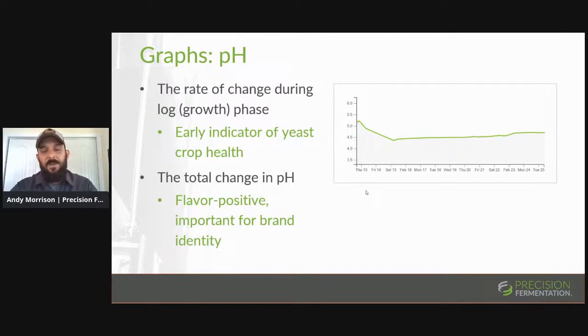This is also a good indicator of yeast health, just based on how quickly you're acidifying, and if you're acidifying at all. It's also something that is important to track because it is flavor positive. So you're going to see a case study a little bit later on where we saw an impact on the flavor of the beer that wasn't expected from a brewery, and we were able to look through these pH graphs to figure out what had happened exactly.